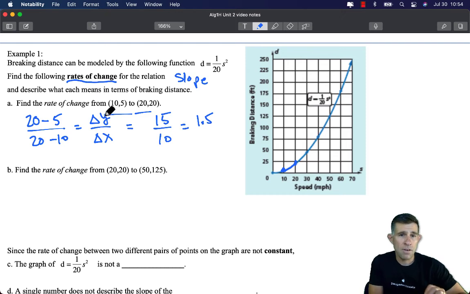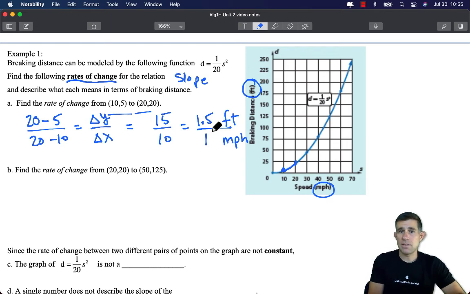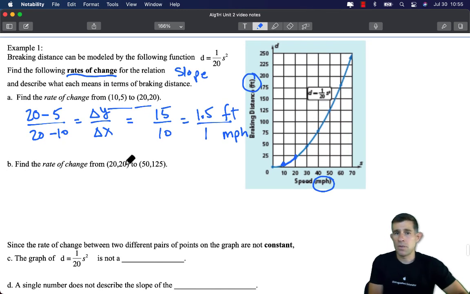Now, let's explain what this means in the context of braking distance. Remember, we have our y variable on top, and the units for y is braking distance in feet. And our x variable is in the denominator here, and our units for our x variable is miles per hour. So really, this 1.5 is 1.5 feet per 1 mile per hour. So as you increase 1 mile per hour in your speed, you have to allow for 1.5 more feet of braking distance.